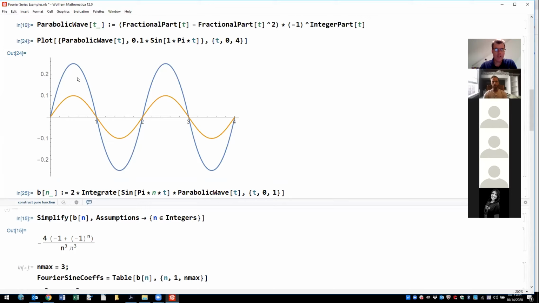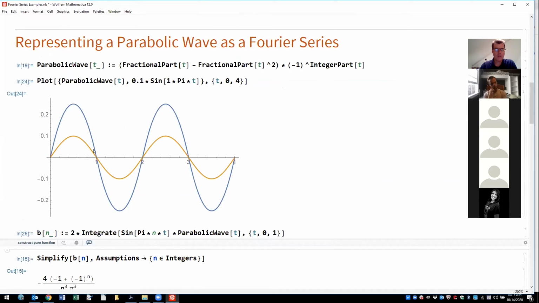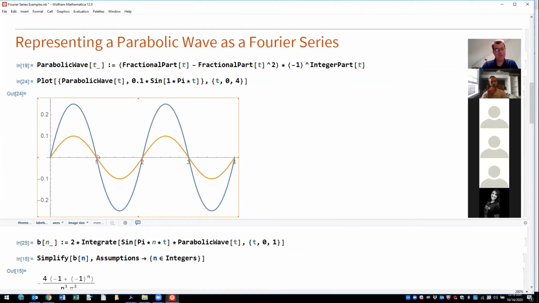Let's see, this function is clearly continuous, unlike the square wave. The first derivative is continuous. What's the second derivative of a parabola? A constant. So the second derivative is going to be discontinuous. But what about the third, fourth, fifth, and sixth derivatives? What are those? They're zero. Yeah, they're all zero. All right.